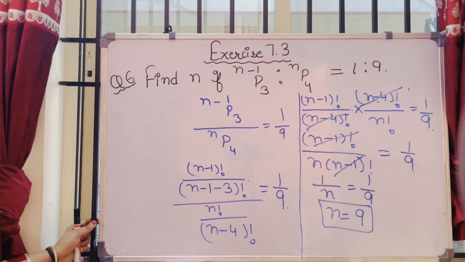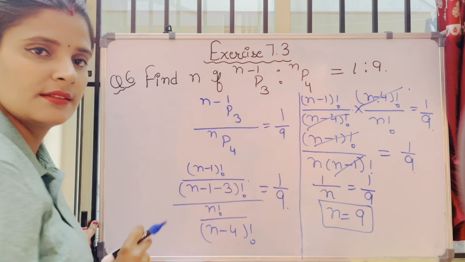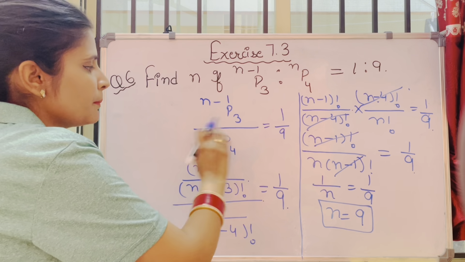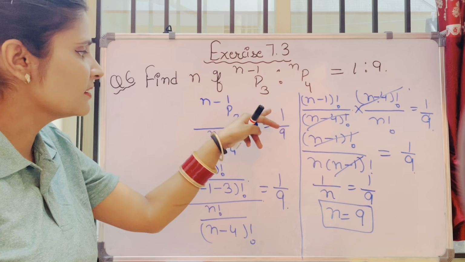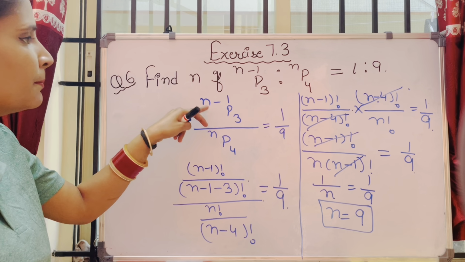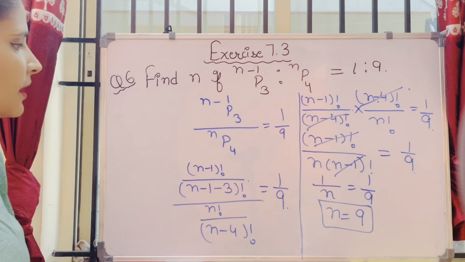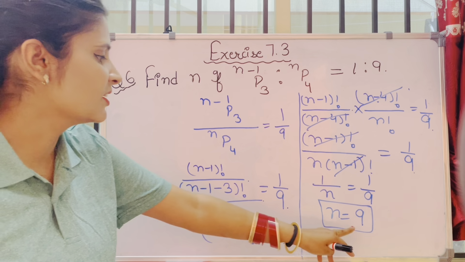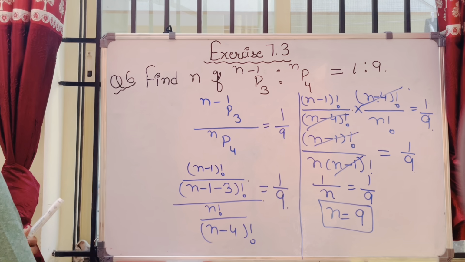It's a very easy question, right? We can write the ratio like this: (n minus 1)P3 upon nP4 is equal to 1 ratio 9, which we write as 1 upon 9. Now put the value of nPr. We know the formula nPr is n factorial upon (n minus r) factorial, and then solve this question and we get the value of n which is equal to 9. So this is our sixth question.